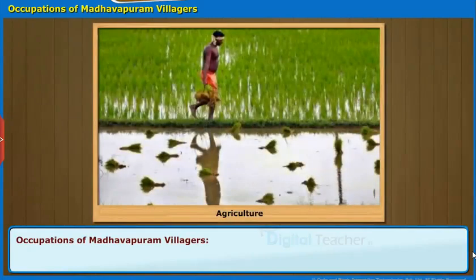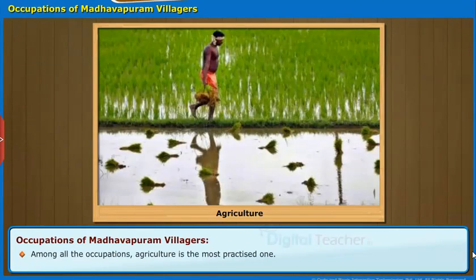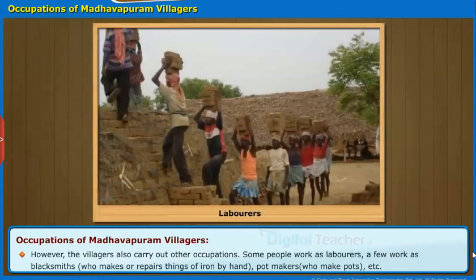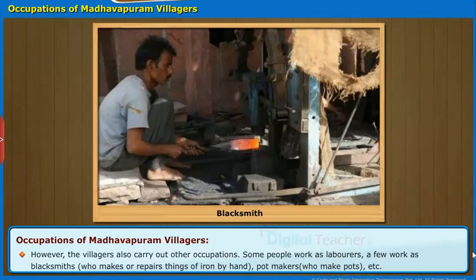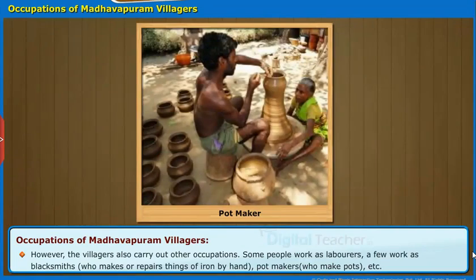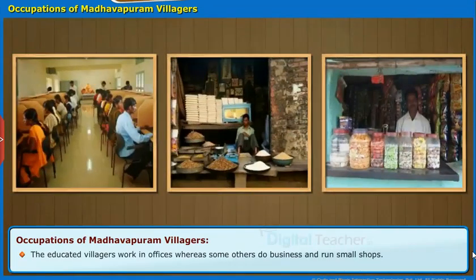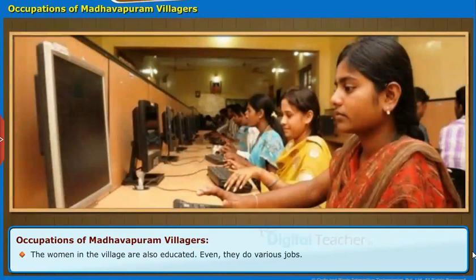Do you know what kind of work the people of Madhavpuram do? Let us find out. Among all the occupations, agriculture is the most practiced one. However, the villagers also carry out other occupations. Some people work as laborers, a few work as blacksmiths who make or repair things of iron by hand, pot makers who make pots, etc. The educated villagers work in offices, whereas some others do business and run small shops. The women in the village are also educated, even they do various jobs.